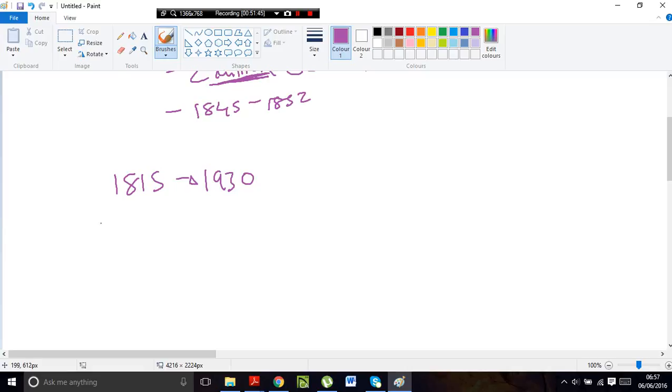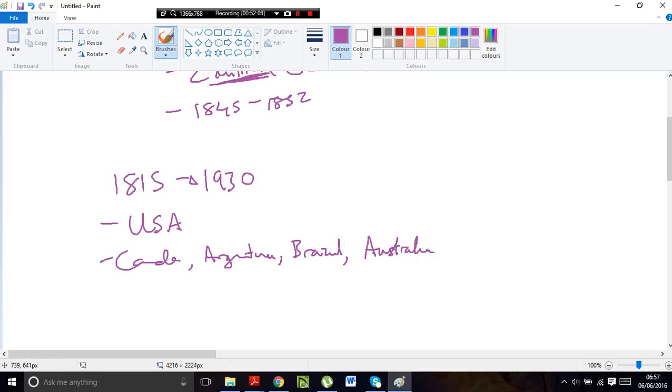So the majority, as I said, went to the USA. The four next most popular destinations were Canada, Argentina, Brazil, and Australia. About 600,000 went to New Zealand.